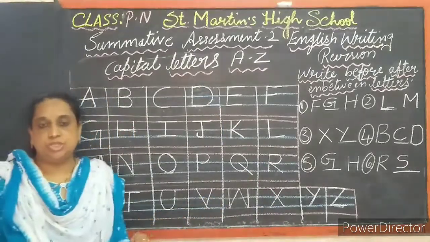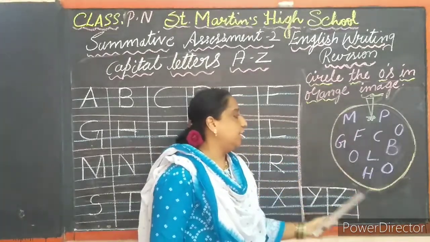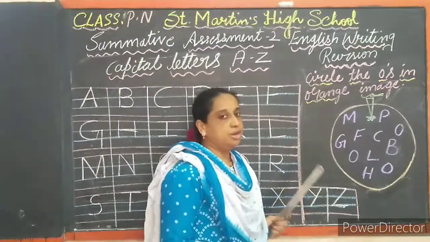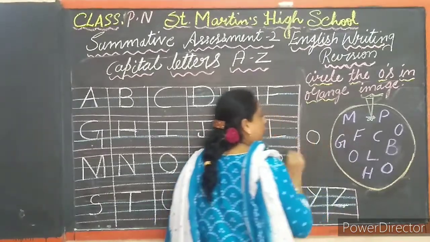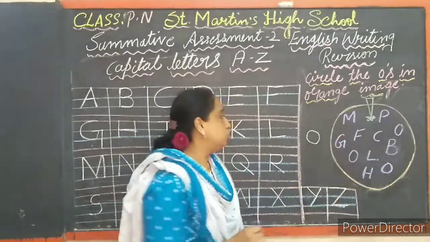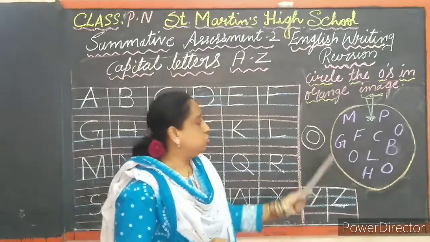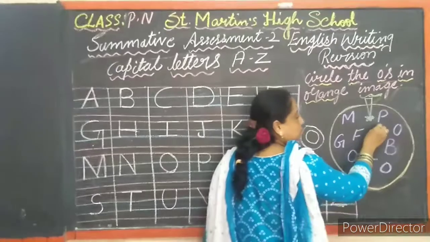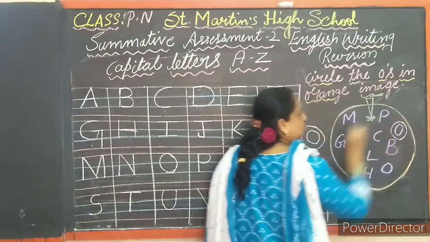The next one I am going to teach you is circle the O's in the orange image. Can you see here? I have written the orange outer image here. Inside that I have written a few letters. So what do you have to do, children? Identify the letter O inside this orange, then you should circle it like this. Wherever the letter O is there, you should circle. Is it the letter O? No. Is it the letter O? No. Is it? Yes, here O is there. So we should circle this letter O.